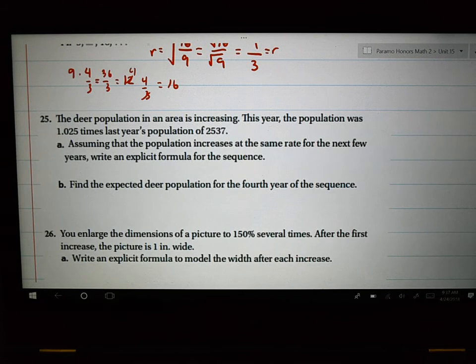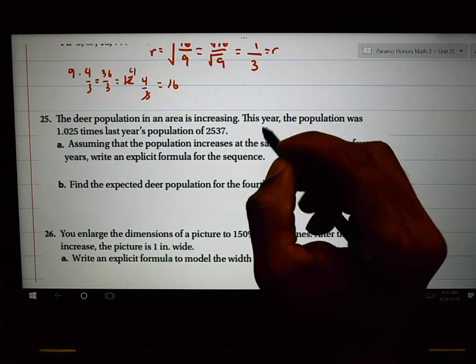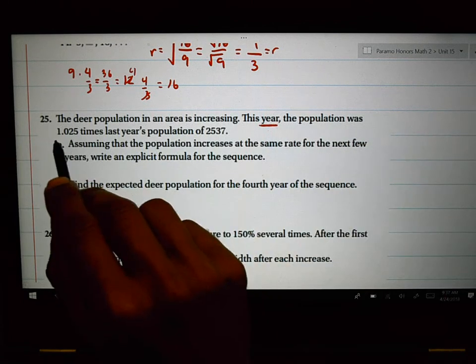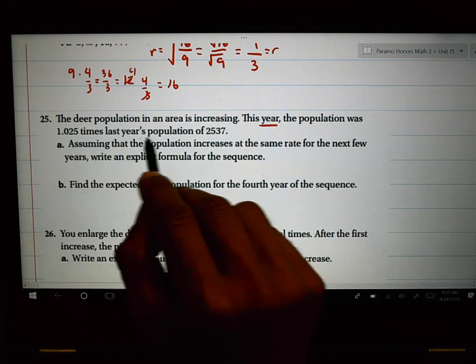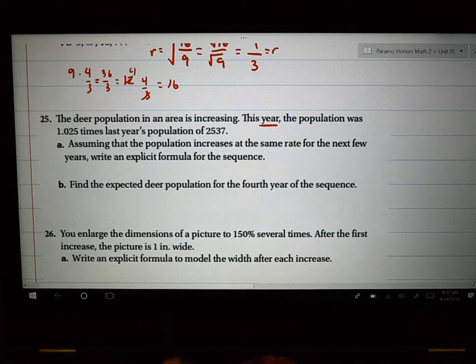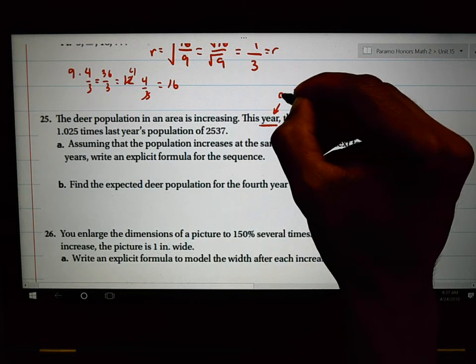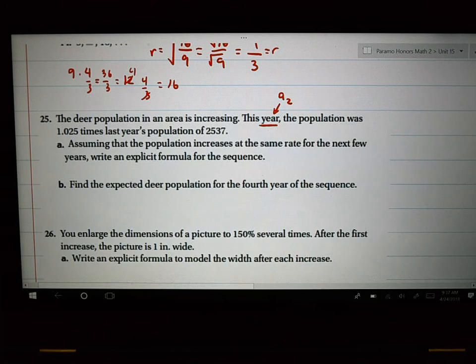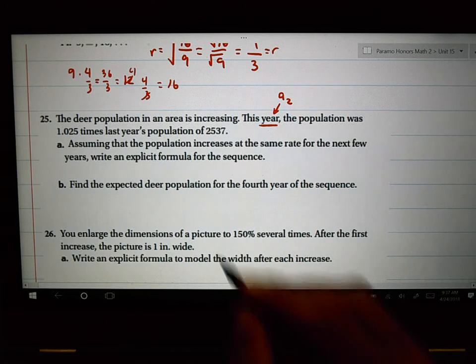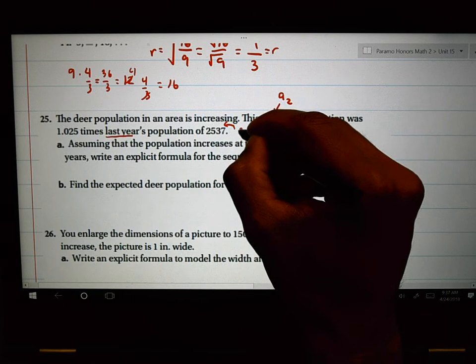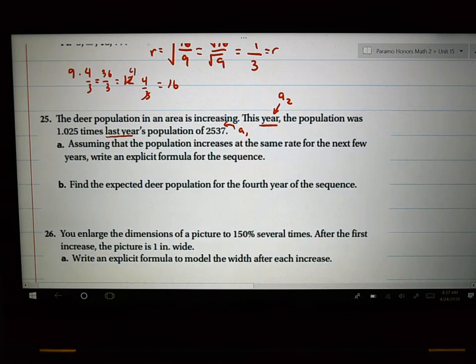Okay, so 25, I'm not going to do the whole thing, but I do want to say this about 25. This year, the population was 1.05 times last year's population. What I want you to do is think of this year as A of 2. Last year is going to be considered A of 1, or your first year's term.